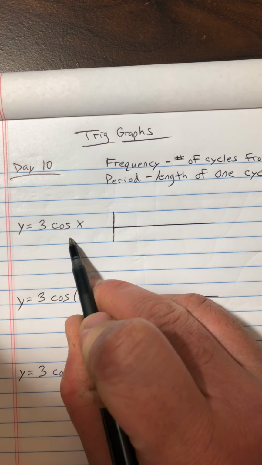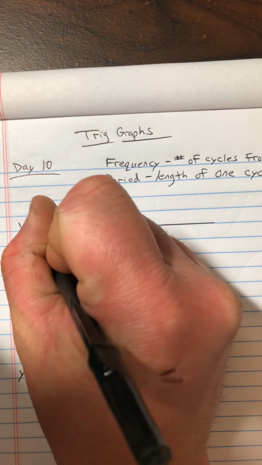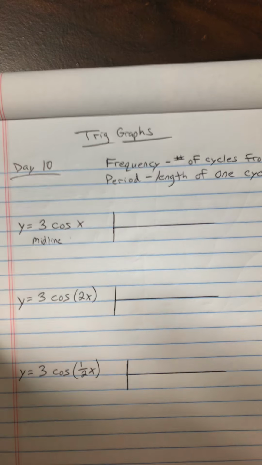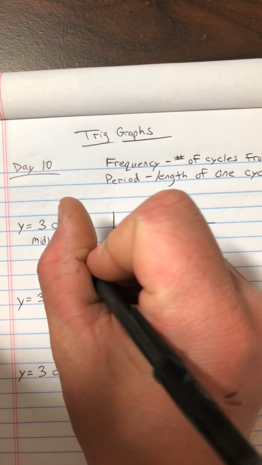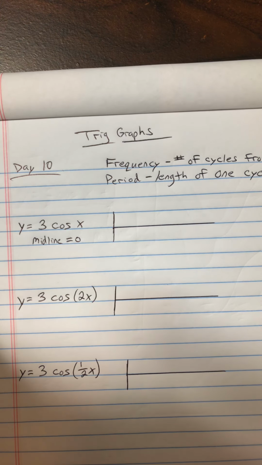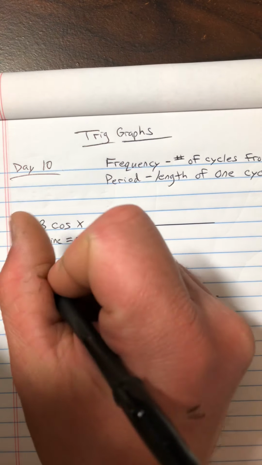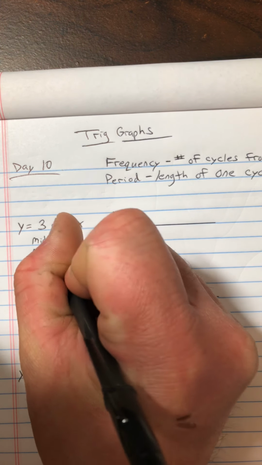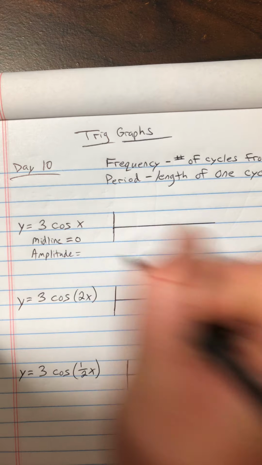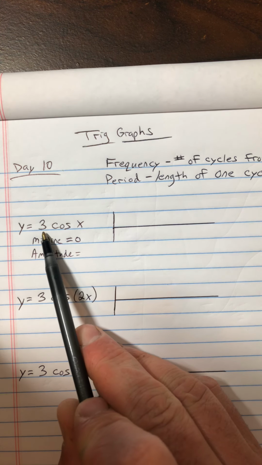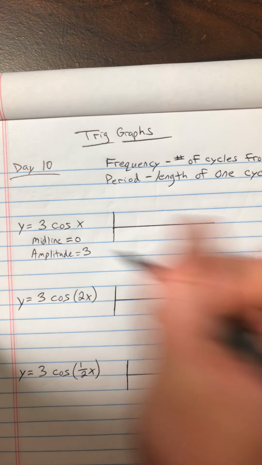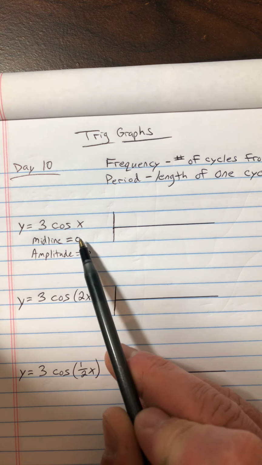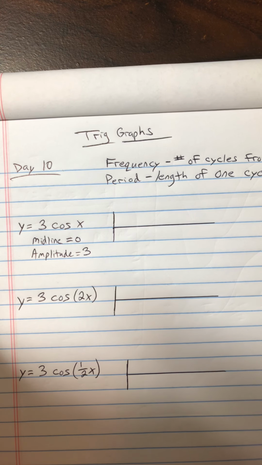Like the first one, 3 cosine x, what is the midline? The midline from day 9 would be at the end of the equation, plus or minus something. This one doesn't have one, so the midline is 0. So our graph is essentially going to start at 0 and go from there. The next thing I look for is the amplitude. It is the first thing you see in the equation. That's 3. It's positive always, so the amplitude is 3. That means this graph is going to go 3 above our midline and 3 below our midline.